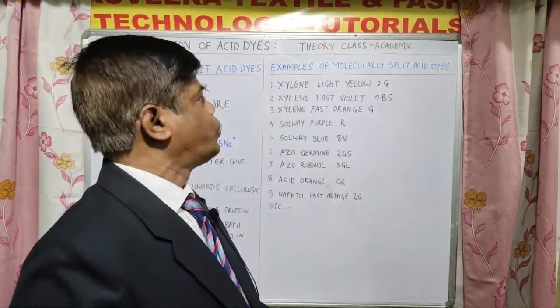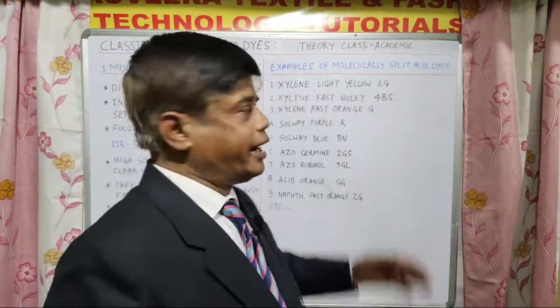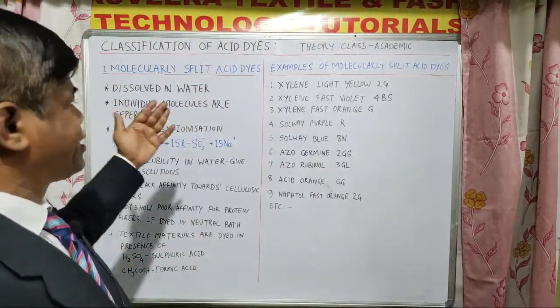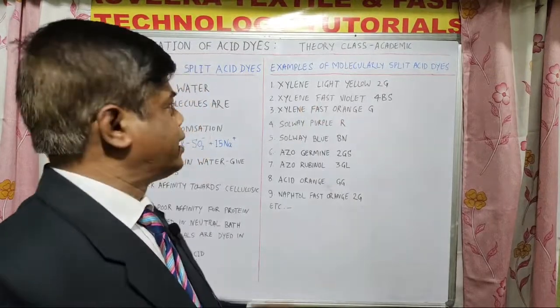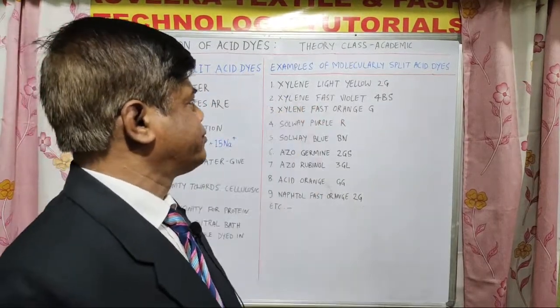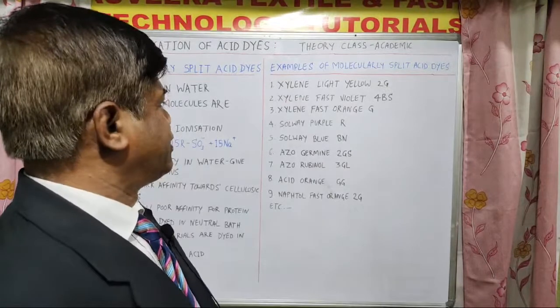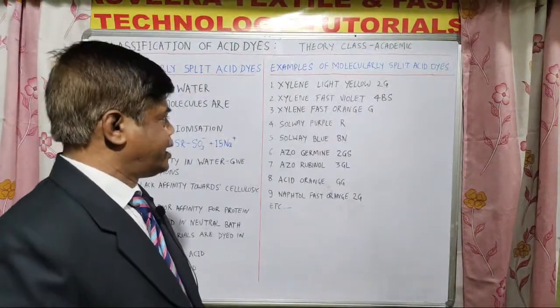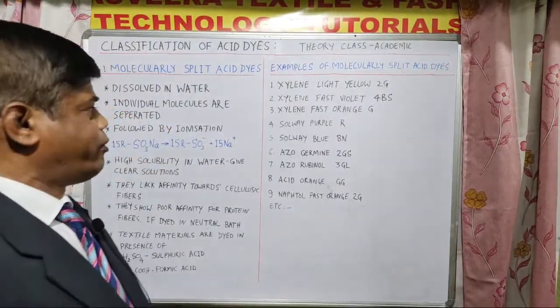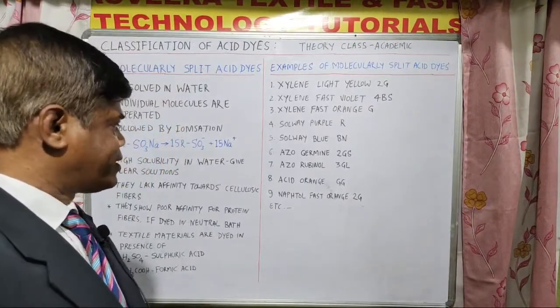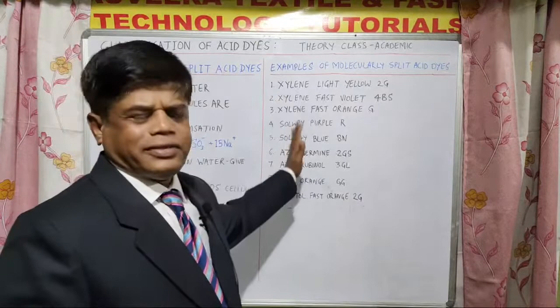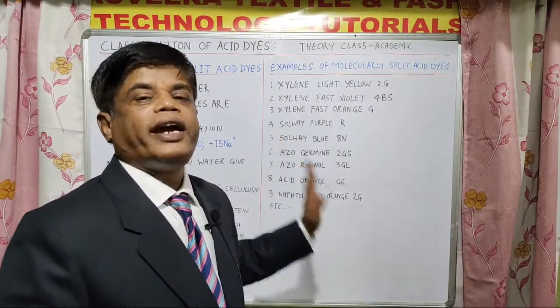Xylene light yellow 2Z, that is a yellow dye. In such a class, the molecularly split dyes class, this is yellow color. To dye yellow color: xylene light yellow 2Z, xylene fast violet, xylene fast orange, solve purple, solve blue, azo germine, azo rubinol, acid orange, naphthol. Just for your examples.